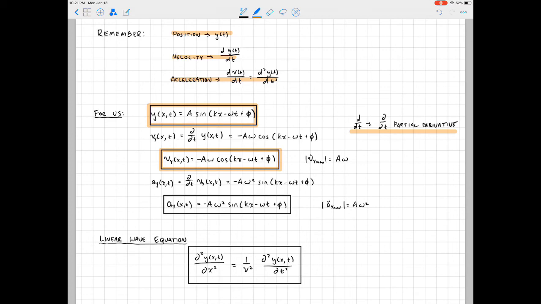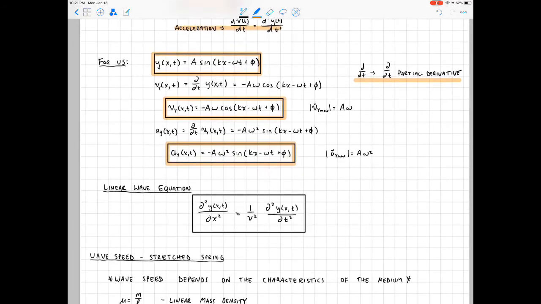Now, if you take the partial derivative of this velocity function, then you get the acceleration function. Again, this is the acceleration of a piece of the medium, right? So at a specific position, at a specific time, what is the acceleration of that piece of the medium? That's how you interpret these two expressions, the velocity and the acceleration.